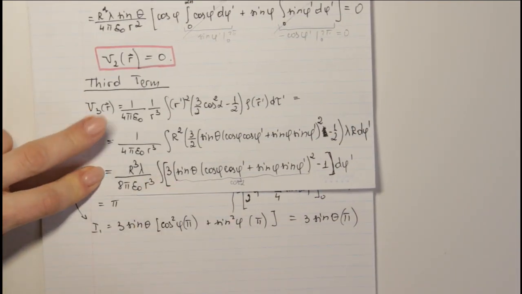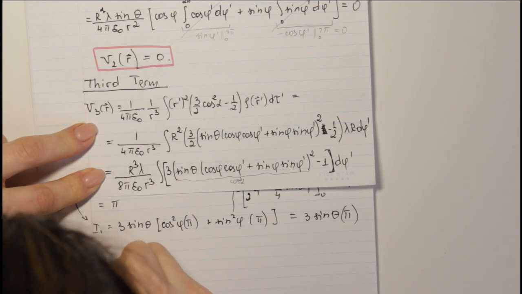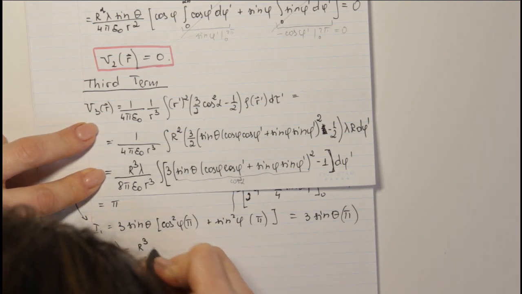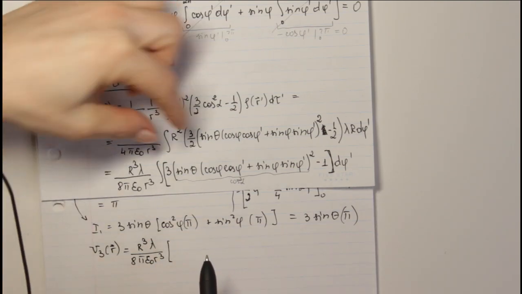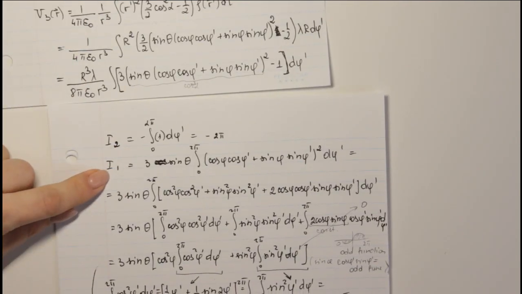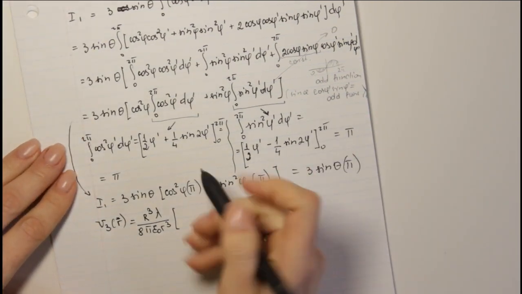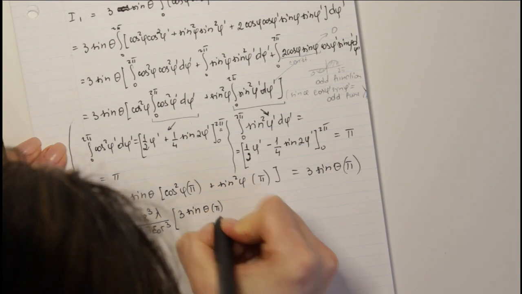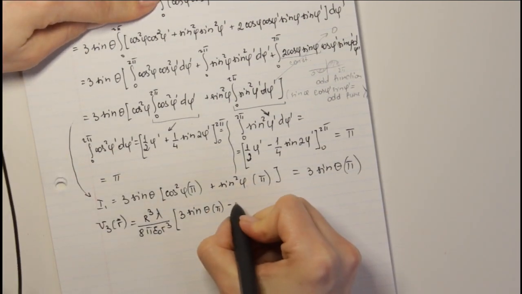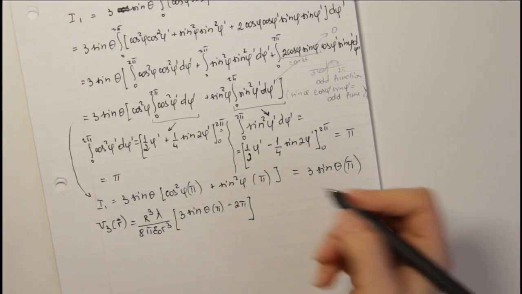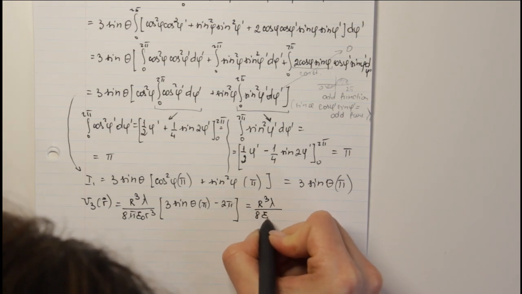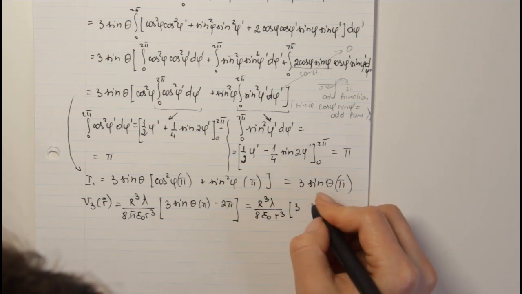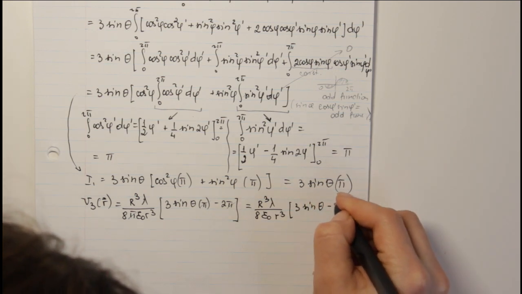Now putting it all together, remember we had this expression for the V3. So V3 then is R3 lambda over 8 pi epsilon 0 r cubed times the value of this first integral that we calculated here, I1, which is this 3 sine theta times pi minus 2 pi. Okay, then the pi's here cancel out, and we get lambda over 8 epsilon 0 r cubed over 3 times 3 sine theta minus 2.